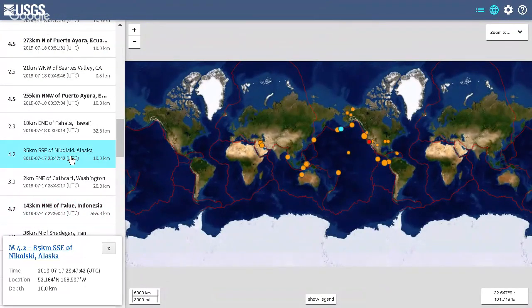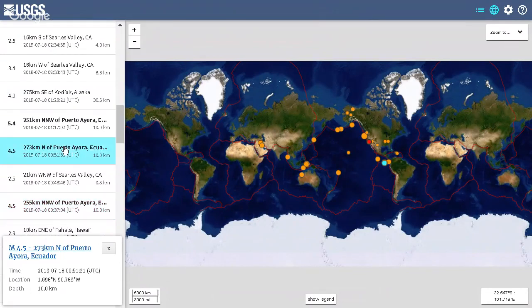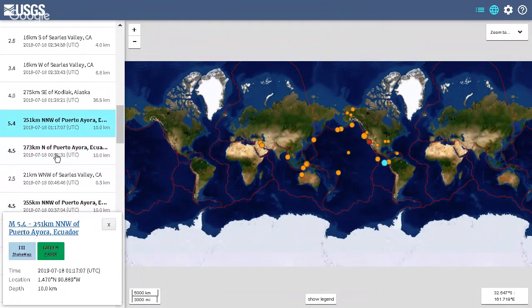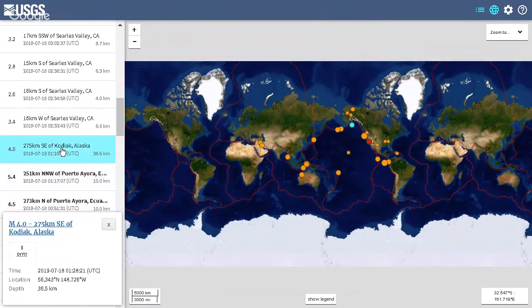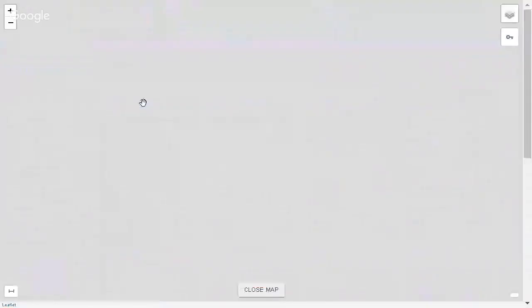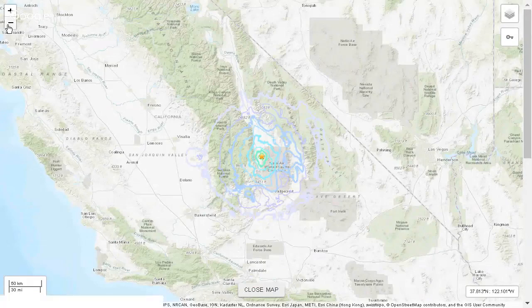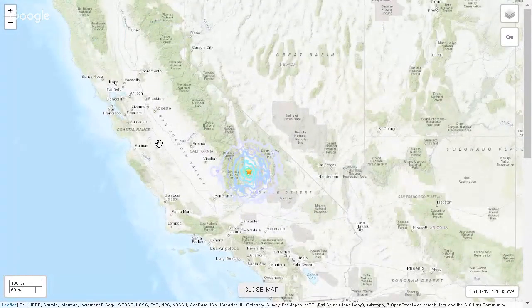Here's a 4.2 off of the Aleutian Islands, 4.5 at Ecuador. Another 4.5 at Ecuador, 5.4 at Ecuador. Is it a ramp up in Ecuadorian quakes? How about a 4.4 at Alaska? 4.6 at Coso Junction. Now, we've been seeing quakes farther north in California, if you weren't aware of that. Covered one yesterday. If you weren't aware, please watch yesterday's video's earthquake section.